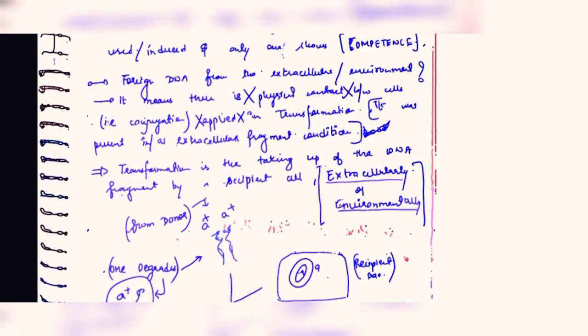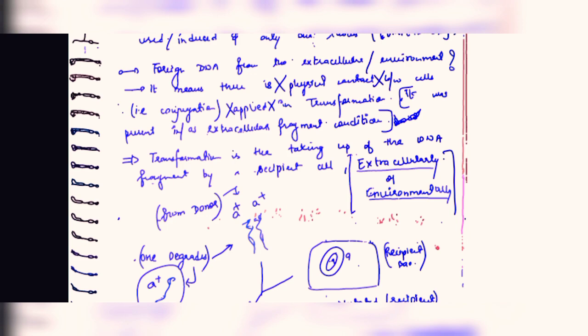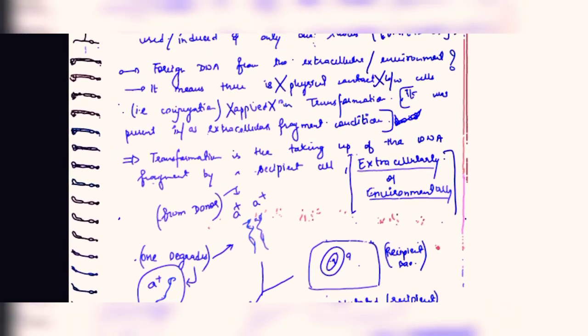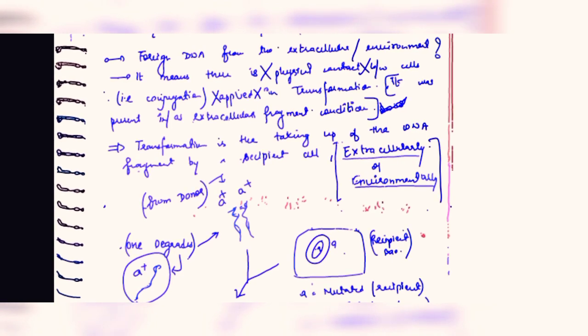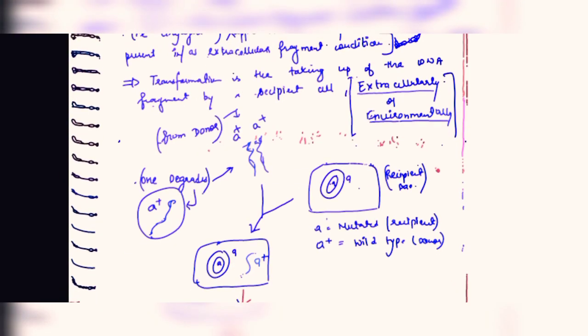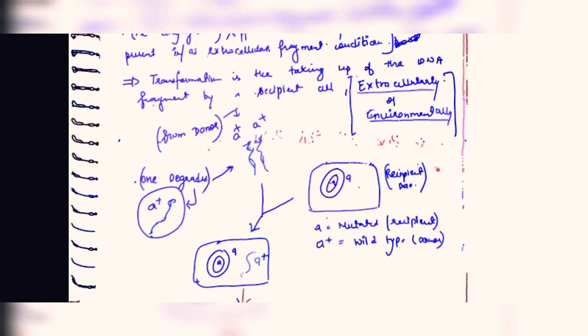Now, foreign DNA from the extracellular environment. What does it mean? It means there was no physical contact. It is not conjugation. In conjugation there was physical contact, but we are talking about transformation. In transformation there was no physical contact. The foreign DNA was already present in the extracellular environment, in that fragmented condition.